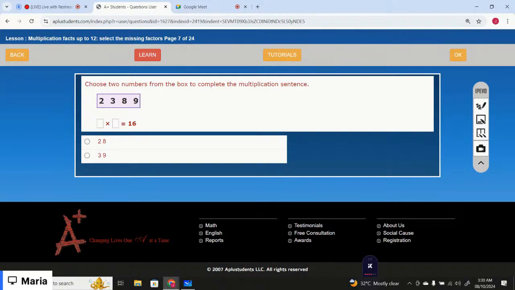Choose two numbers from the box to complete the multiplication sentence. Which two numbers have the product 16? So which is the correct option? Very good. That is 2 times 8. Option number 1 is the correct option.